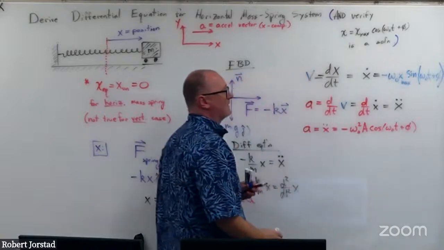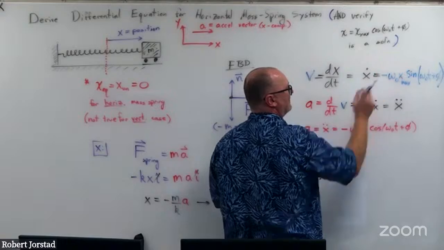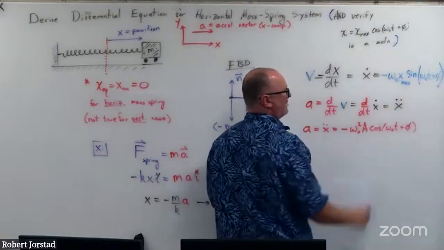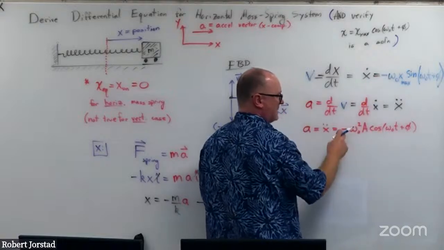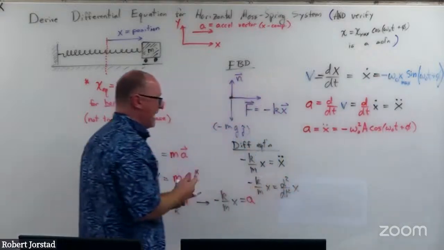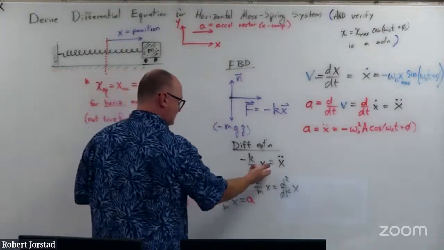That's a sine function. You take the derivative of cosine, you get a sine with a negative. You take the derivative of what's inside and omega naught pops out. You take the derivative of sine, you get positive cosine, but there was already a minus sign laying around. So let's see what happens when we plug this into this differential equation.